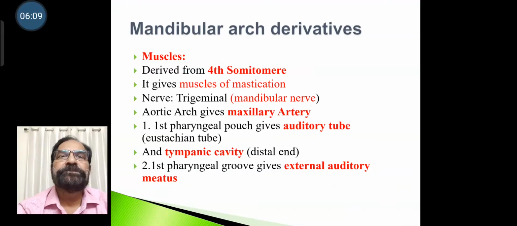Then derivatives. Mandibular arch derivatives. Muscles are derived from first somitomere. It gives rise to muscles of mastication. Their nerve is mandibular nerve. The aortic arch gives maxillary artery. The first pharyngeal pouch gives rise to auditory tube and the middle ear or tympanic cavity. And the first pharyngeal groove or cleft gives rise to external auditory meatus.